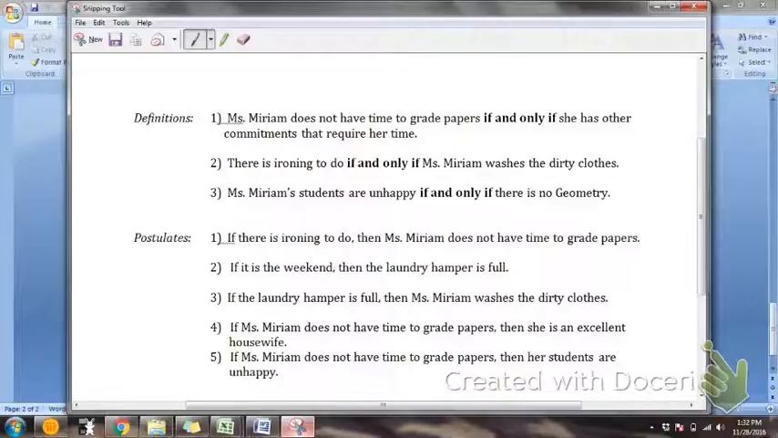Now, here's the problem. This Miss Miriam washing the dirty clothes is in the second half of the sentence. We really want it to be in the first half. But if you see the words if and only if, that means we can go either direction. We talked about that earlier. We can go either direction. So if Miss Miriam washes the dirty clothes, what's going to be the other part of that sentence? There is ironing to do. So that's going to be number 3. There is ironing to do.